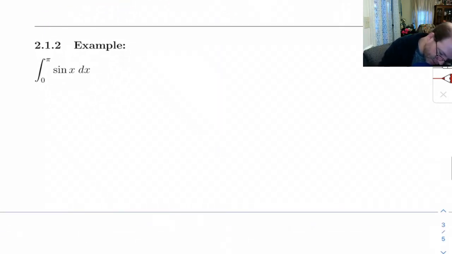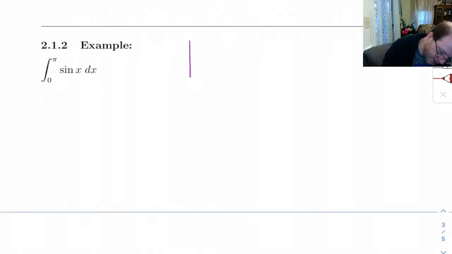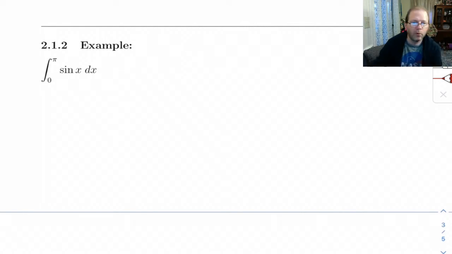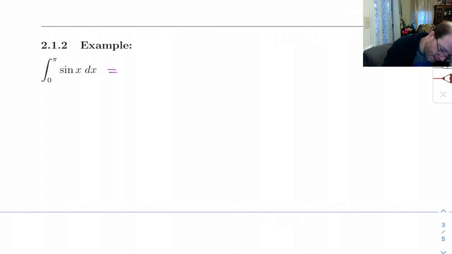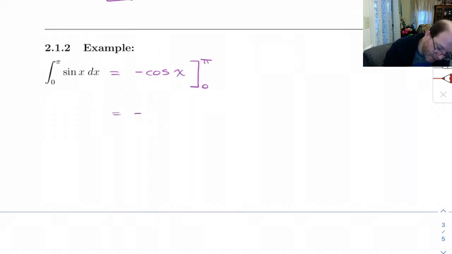Okay, this is an interesting one here. The other day we saw that this was 2 by just looking at the calculator we played with and saw that this gave us 2. But now we can use the fundamental theorem and see that it's exactly 2. So let's see. If you integrate sine, you get negative cosine from 0 to pi. Now I'm going to plug this in. I get minus cosine of pi minus minus cosine of 0.